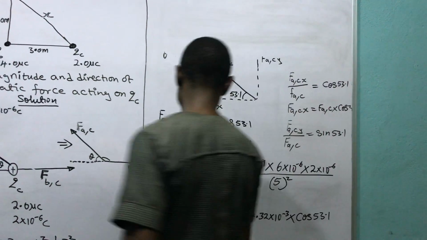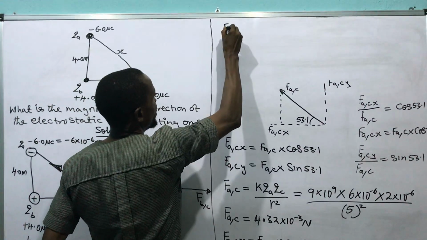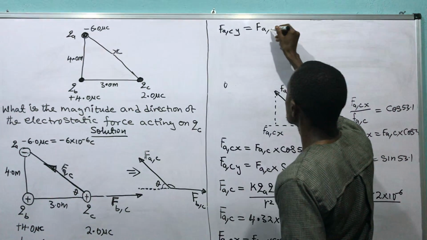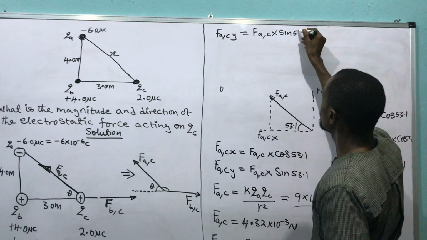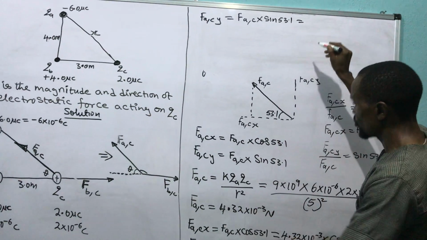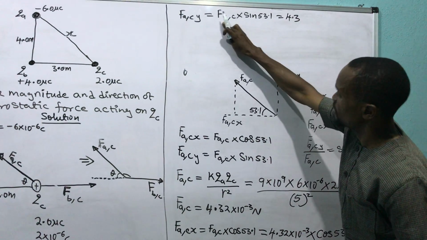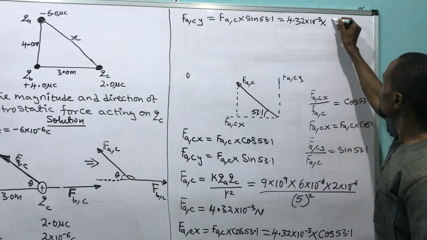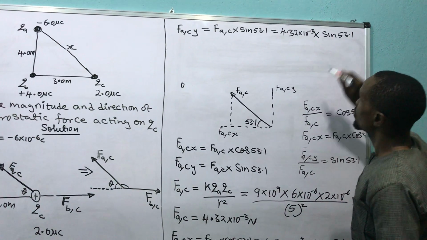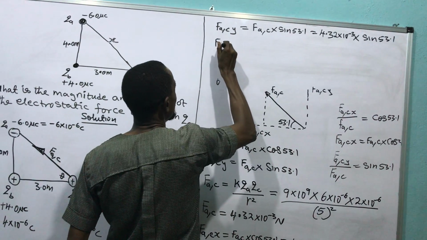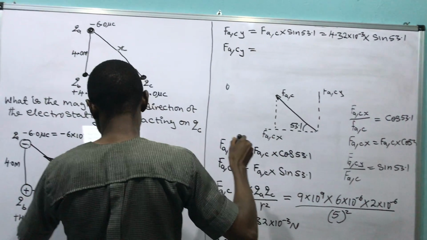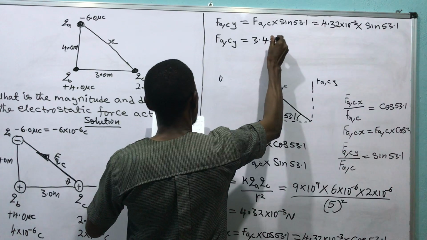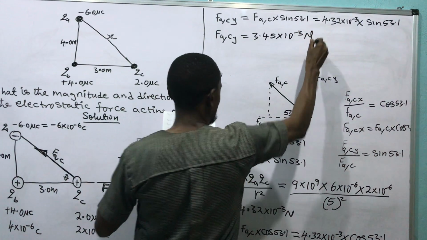Then now, I'll say it again. FAC y is equal to FAC times sine of 53.1. I have gotten FAC to be 4.32 times 10 raised to the power minus 3, times sine 53.1. By the time you multiply it, you will have FACy to be 3.45 times 10 raised to the power minus 3 Newton. That's what we have there.